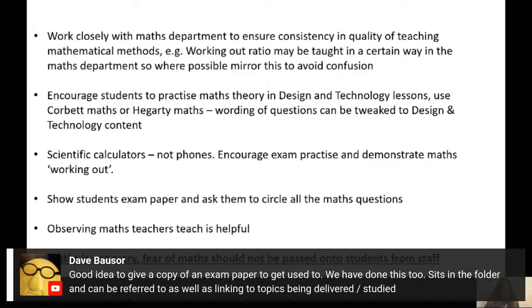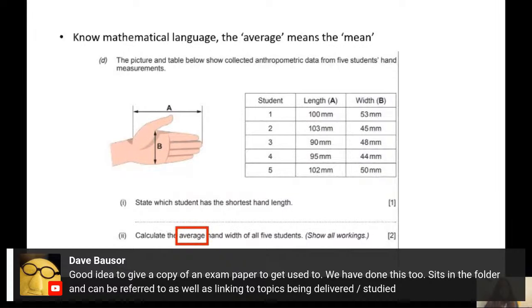It's really helpful to go and observe maths teachers if you get the chance, because I picked up so many ideas and tips from the maths department watching them teach maths, that I've actually brought into design technology lessons, and then show to other design technology teachers.